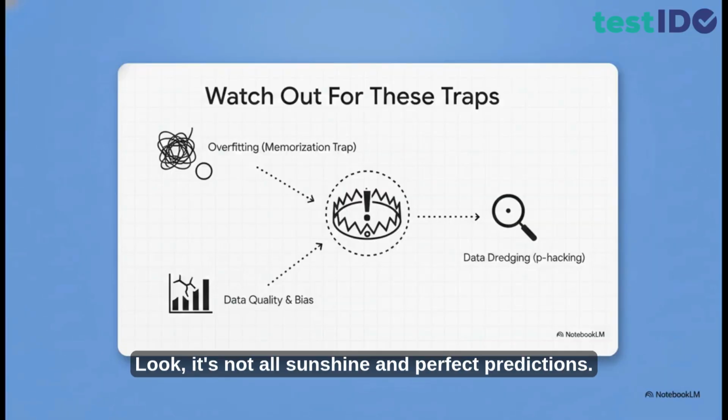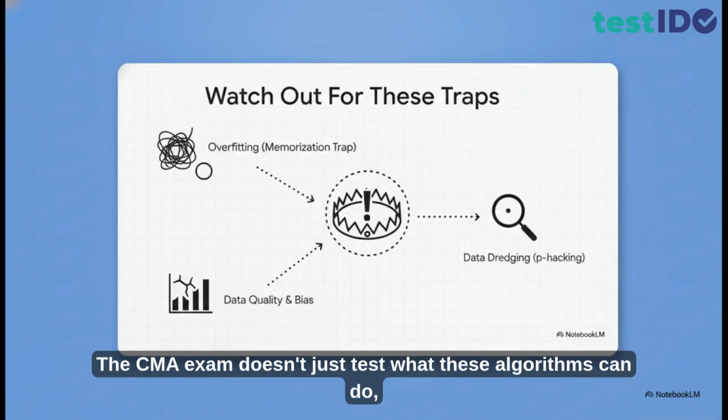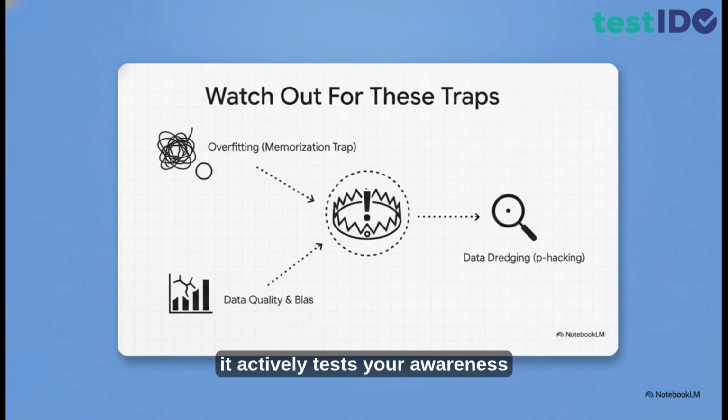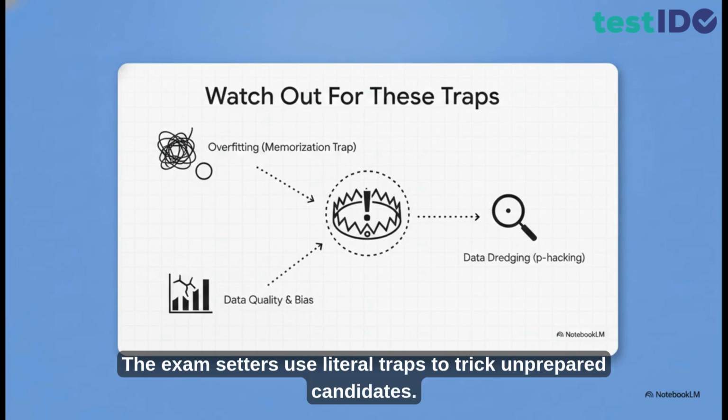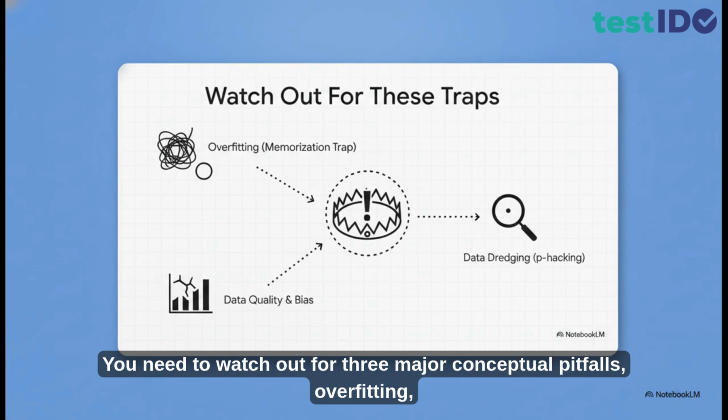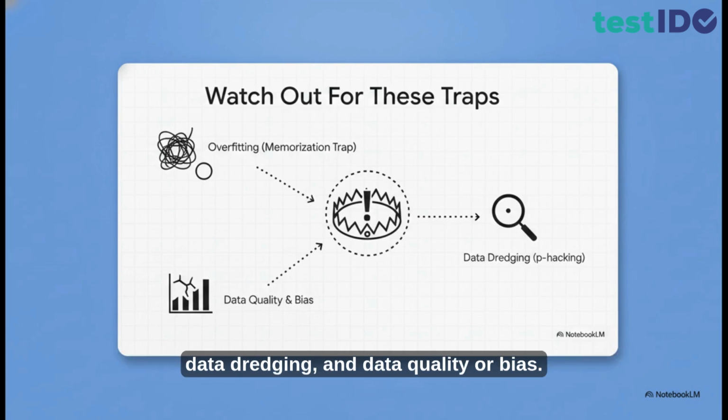Look, it's not all sunshine and perfect predictions. The CMA exam doesn't just test what these algorithms can do, it actively tests your awareness of what goes wrong when accountants rely on them blindly. The exam setters use literal traps to trick unprepared candidates. You need to watch out for 3 major conceptual pitfalls: overfitting, data dredging, and data quality or bias. Let's break these down so you absolutely do not fall for them on test day.